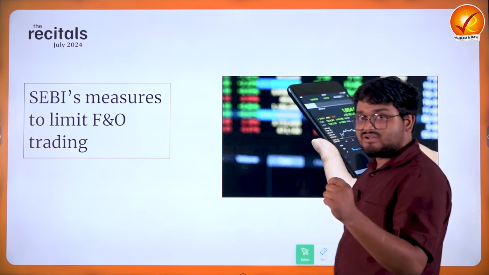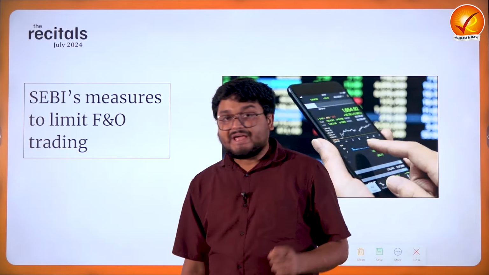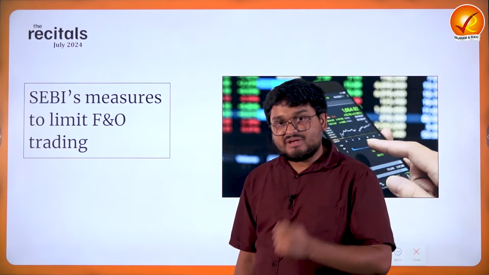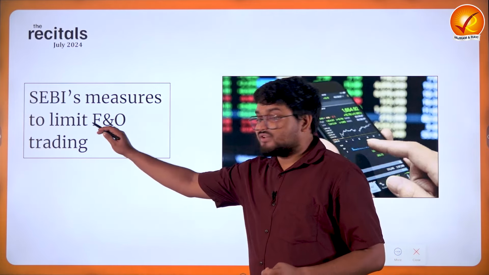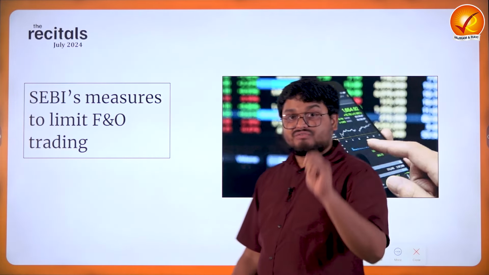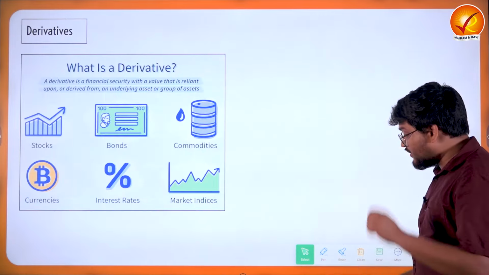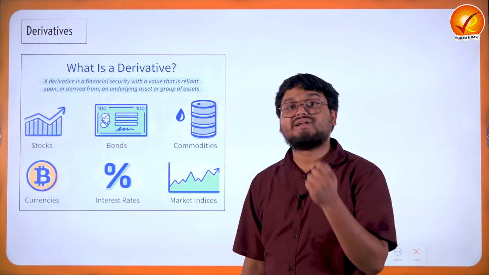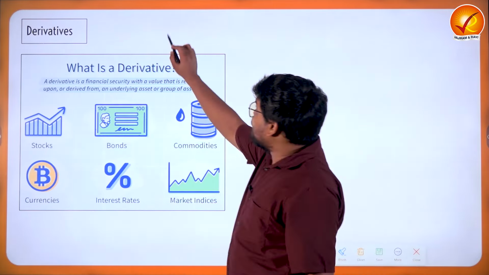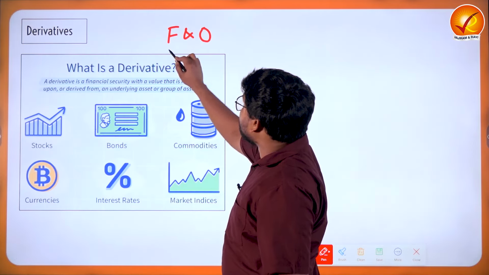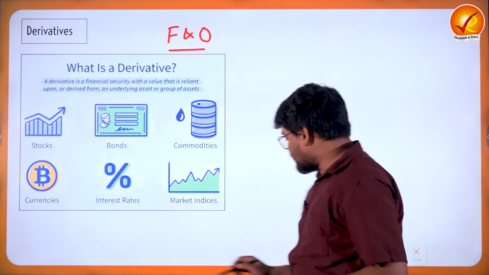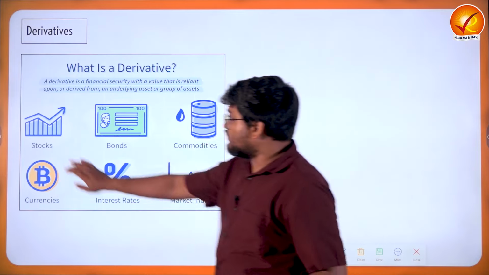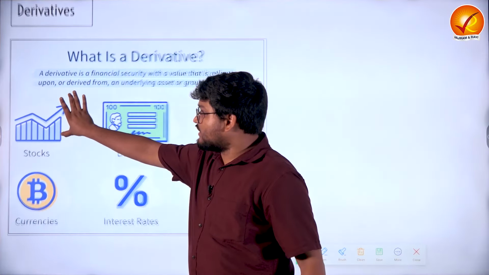Now in the next one, we'll be looking into some recent SEBI measures to limit futures and options trading. Firstly, we'll be looking into the very basics of what we mean by derivatives, because futures and options are forms of derivatives only. Now simply if we go by this figure only, we can understand derivatives very, very simply.